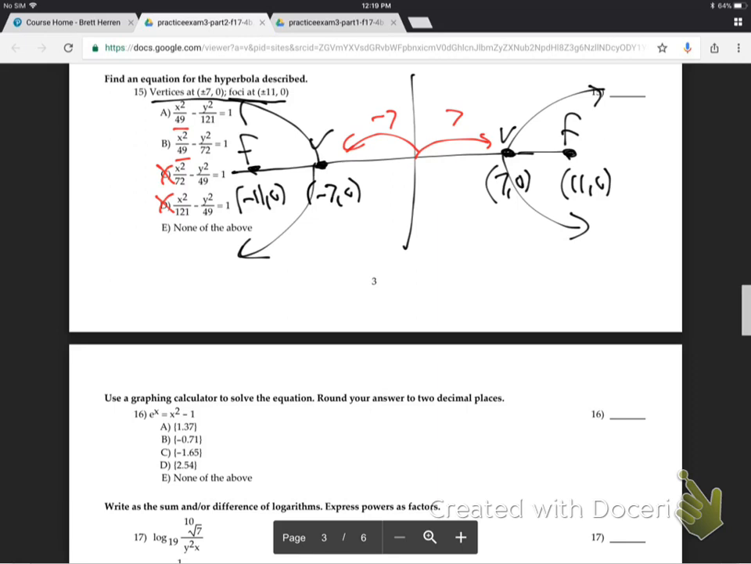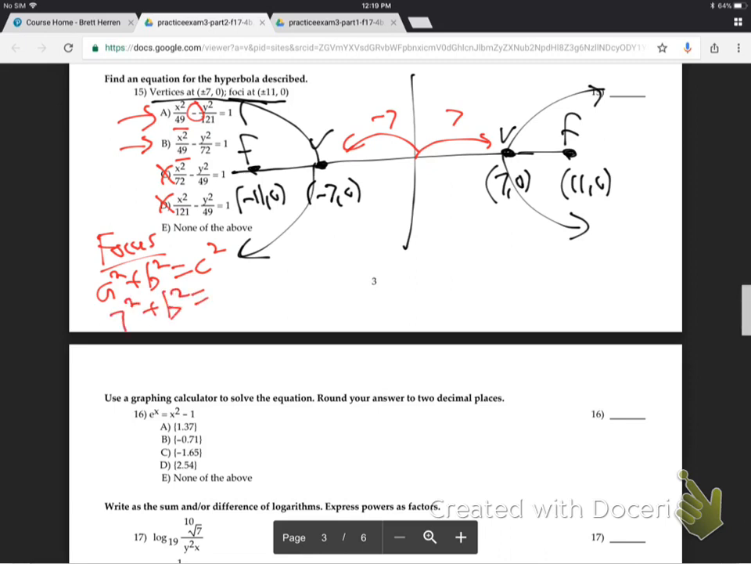To find whether it's A or B or none, we got to look at what's under y. One of them has a 121. One of them has a 72. Which one's correct? Well, we got to do the focus equation. So let's do that. Come over here, do the focus, which is a squared plus b squared is c squared, right? We have minus in the main. We have plus in the focus. So it's the opposite sign in the focus equation. One of them is 7 squared.